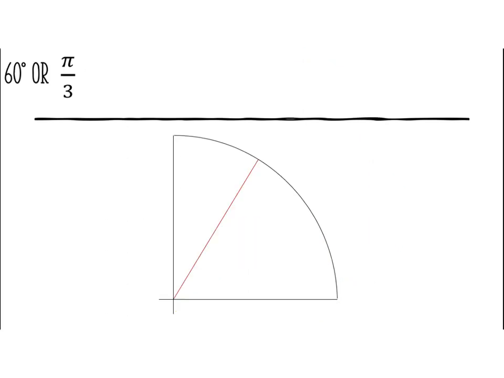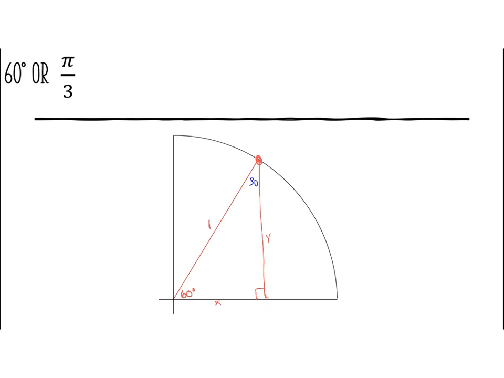So now we're going to do the same thing with our 60-degree angle, or pi over 3. Again, this has a radius of 1. So I'm just going to draw on the triangle because that's what we're going to use to solve here. So here's my triangle based on that point. I've got my x side and I've got my y side. But what we're going to use is that special 30, 60, 90 relationship.